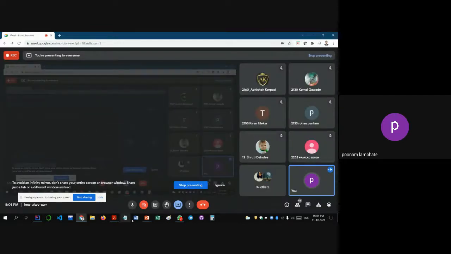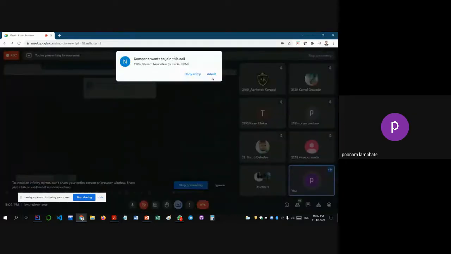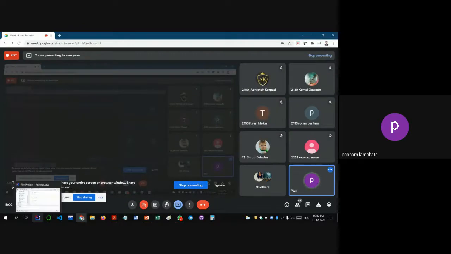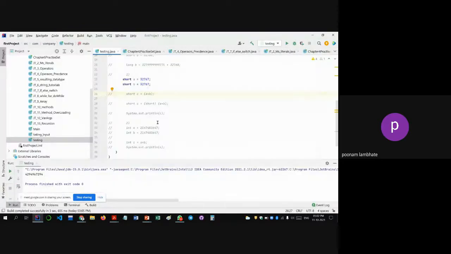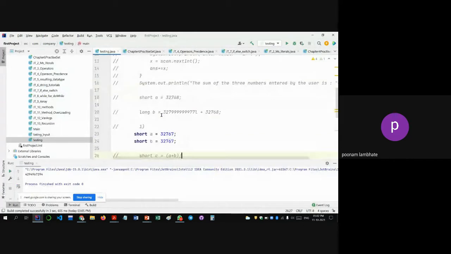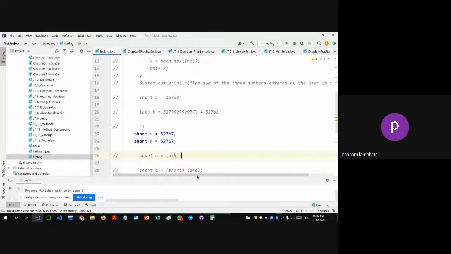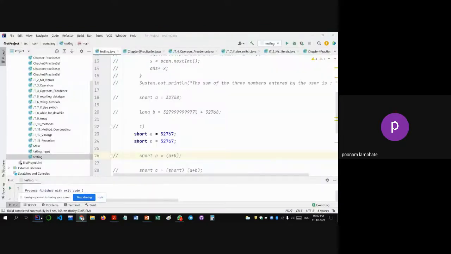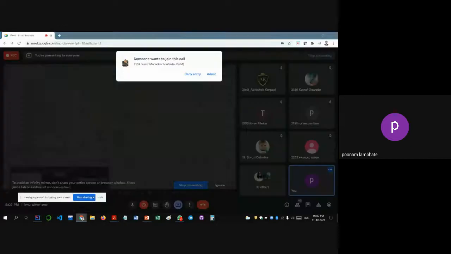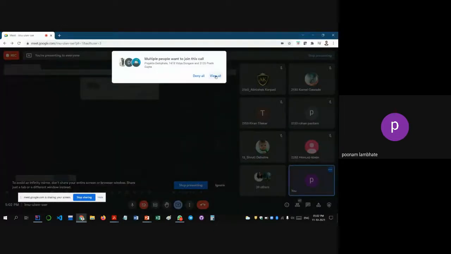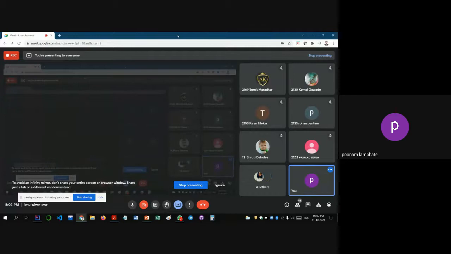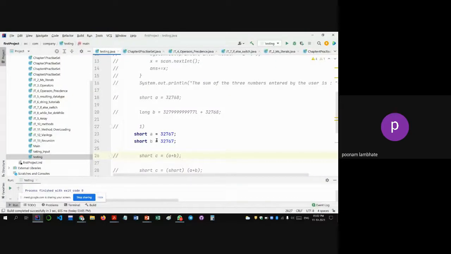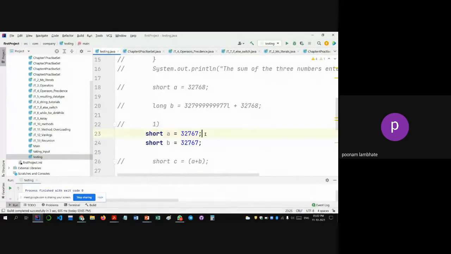Before we start off with operators and precedence and associativity rules, one clarification about the data types and their sizes. Actually there is more to it, okay? I have just given you an overview of how it works and what the ranges and sizes are. Now suppose in this case, you have short a equal to its maximum limit, that is 32767.